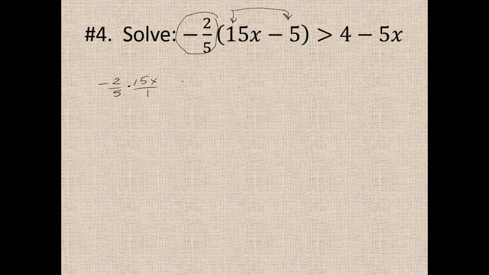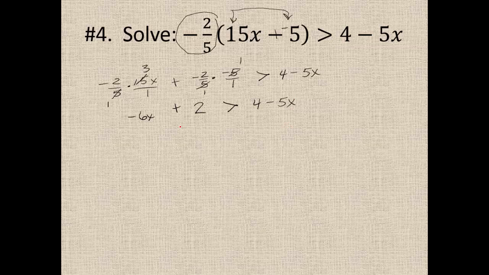So that's times 15x. I also want to change this to add -5. So then I have add -2/5 times -5/1, which is greater than 4 minus 5x. Okay? We can do some reducing here. So 5 goes into 15 3 times. This results in -6x for that term, plus 5 goes into 5 one time, and a negative times a negative makes +2 right there, which is greater than 4 minus 5x.